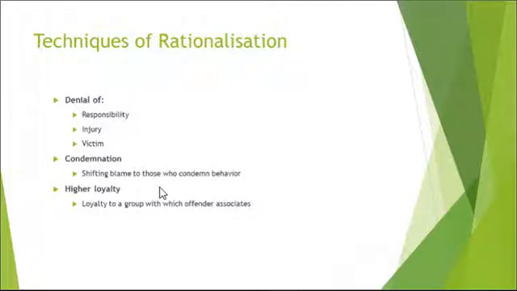Leading to that is condemnation, which is shifting the blame from their own selves by saying that others have condemned their behavior. Then there's higher loyalty, which is loyalty to a group with which offenders associate. For example, a union at a workplace that decides to do fraudulent activities at work.